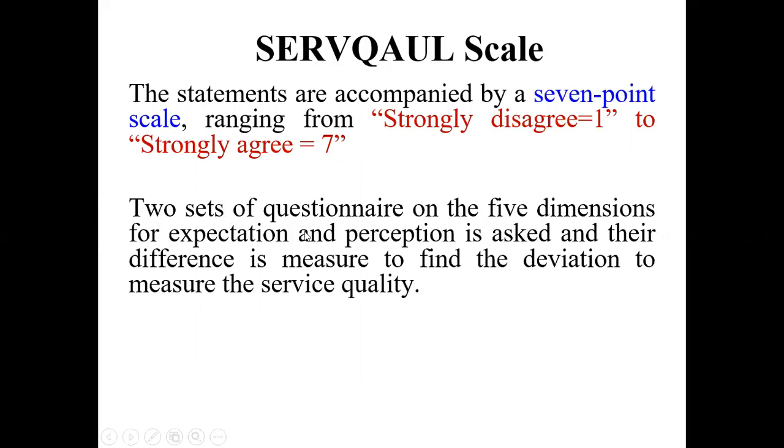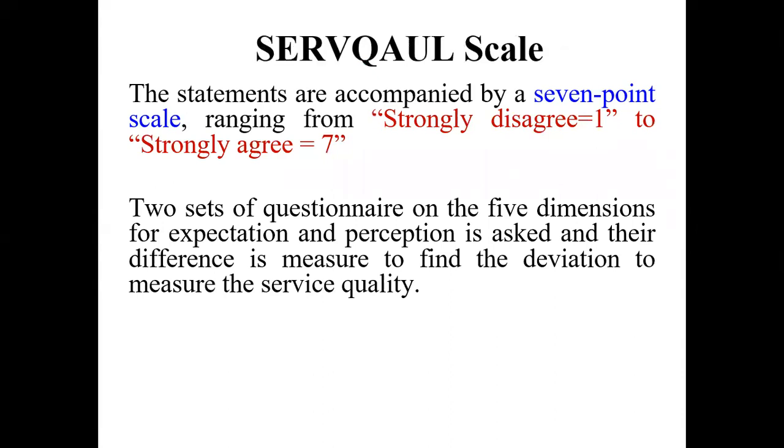And there are two sets of questionnaires on the 5 dimensions: one for expectation and one for perception. Their difference is measured to find the deviation and so measure the service quality. So you have two sets of questionnaires. One set of 21 questions measures their expectation, and another set of 21 questions measures their perception about your service premises.